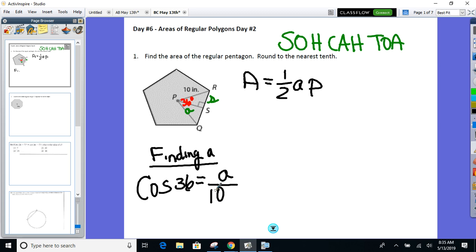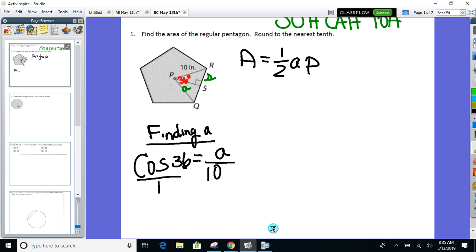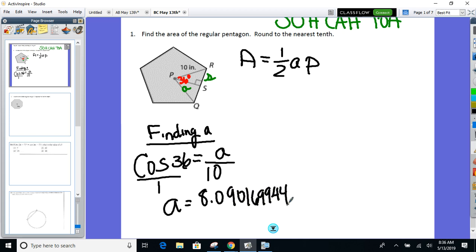And then back in the day, how did we solve these? We're going to cross multiply. And you're not going to do what to this apothem length yet? Round, don't round it. I wasn't looking for the apothem. I'm looking for the area of the full thing, so don't round this yet. Make sure you're in degree mode. Cosine 36 times 10, 8.09019944 as the apothem. Everybody good?